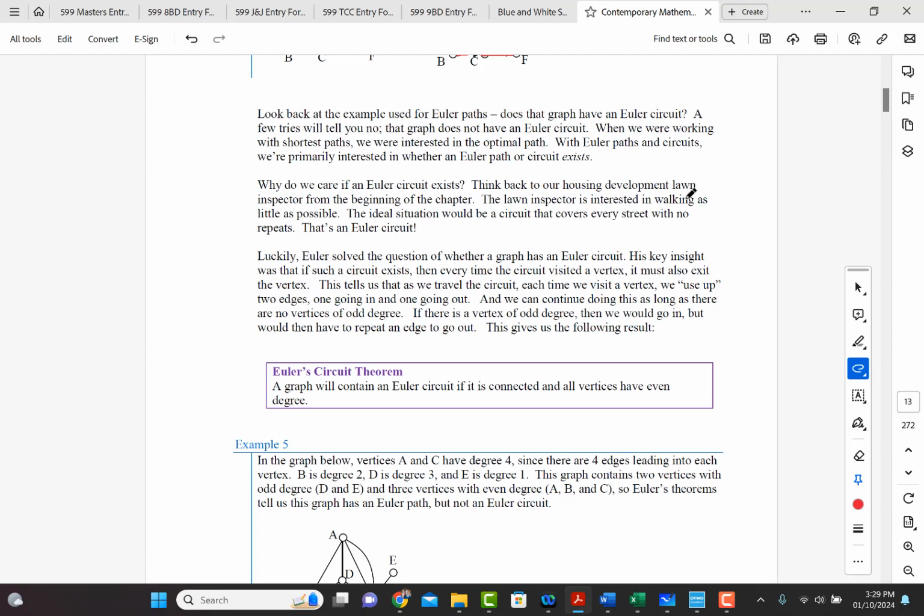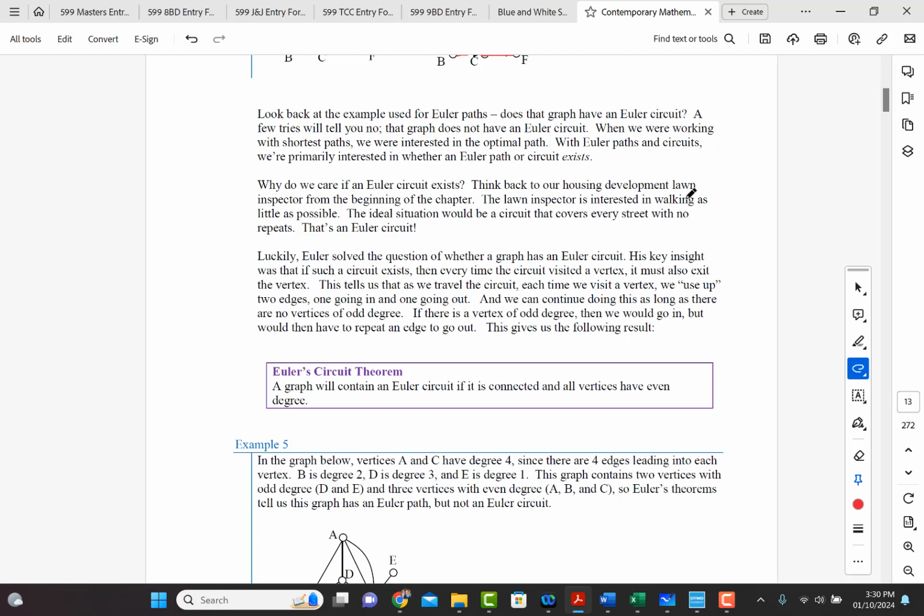Think back to our housing development lawn inspector, the lawn inspector from the beginning of the chapter. The lawn inspector is interested in walking as little as possible. The ideal situation would be a circuit that covers every street with no repeats, right? That's an Euler circuit, right? So let's say the inspector parks her car at one of the corners, and you want to be able to walk the neighborhood and come back to your car at the end, right? And you want to do as little walking as possible. So you don't want to repeat walking up and down streets if you can help it.